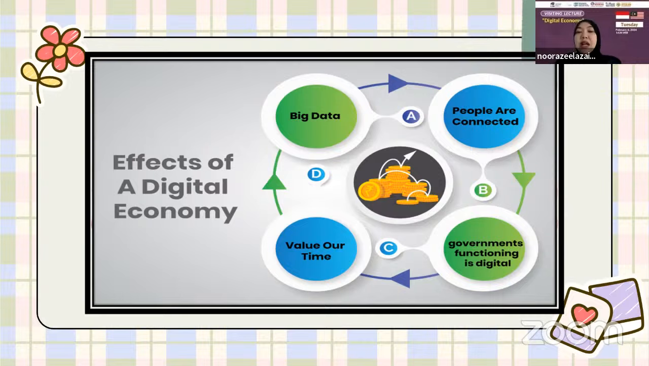Okay, so the digital government initiative promotes citizen engagement and participation by providing platforms for feedback, collaboration and interaction with government agencies. So this strengthens trust and communication between government and citizens.